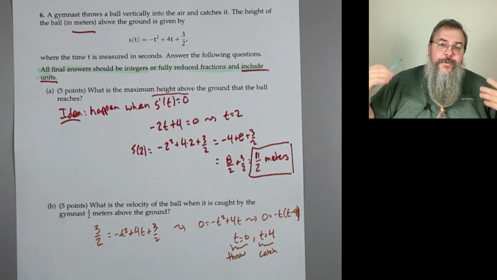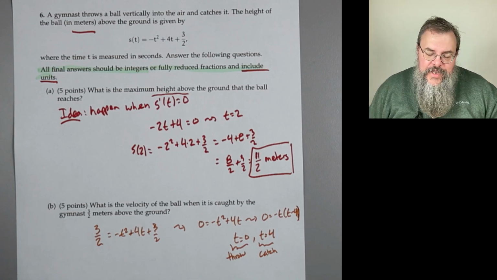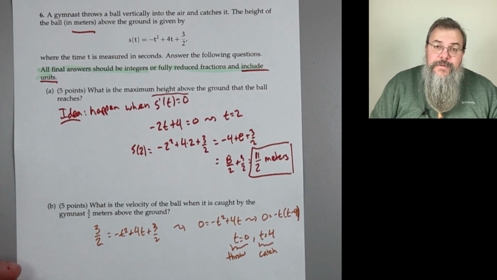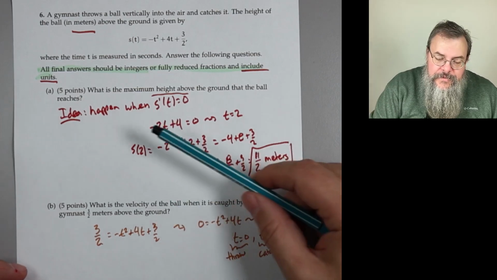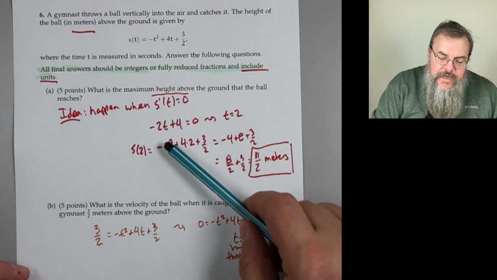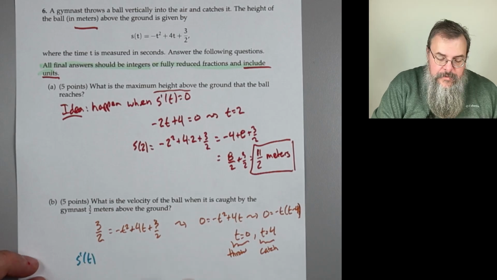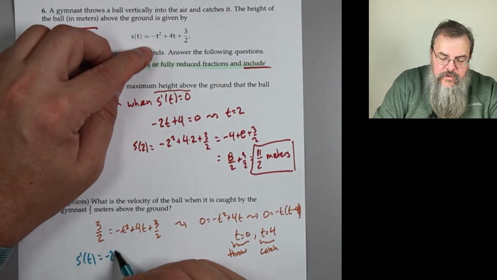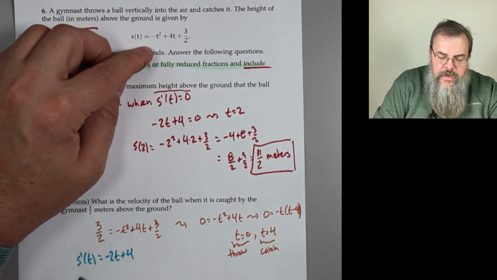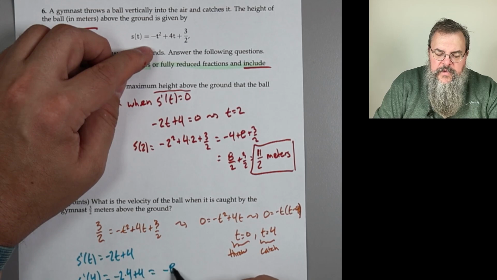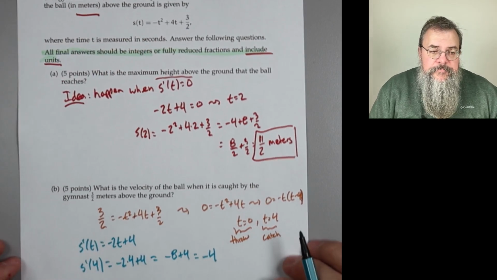All right, so what do we do? We're after velocity. We found a time. What do we do with this time? We plug it into the derivative. Now, do we have the derivative? Well, we kind of do, but we mostly erased it. So we'll just write it down again. S prime of t equals minus 2t plus 4. So S prime of 4, that would be minus 2 times 4 plus 4, which is minus 8 plus 4, which is negative 4. All right.